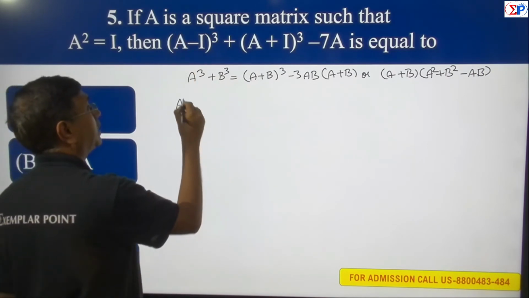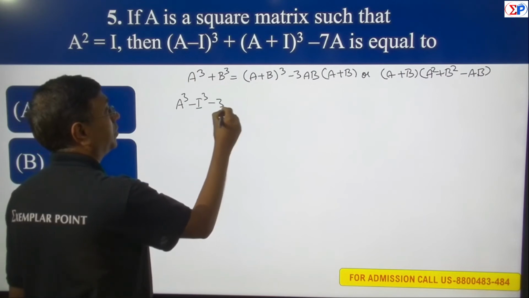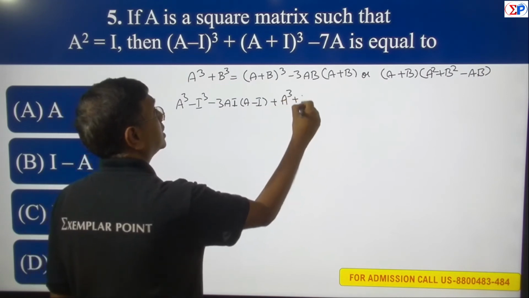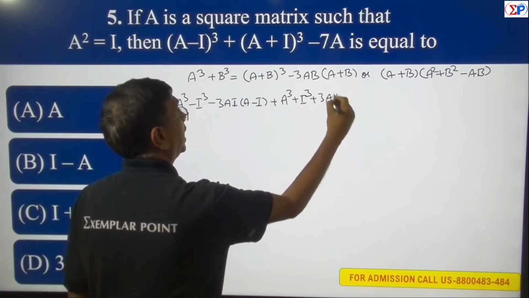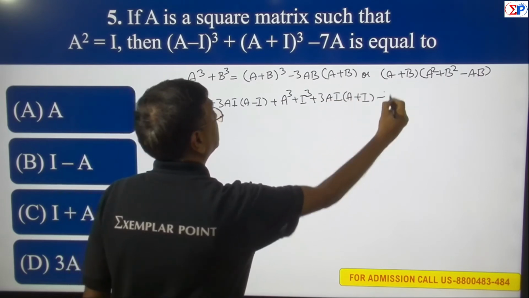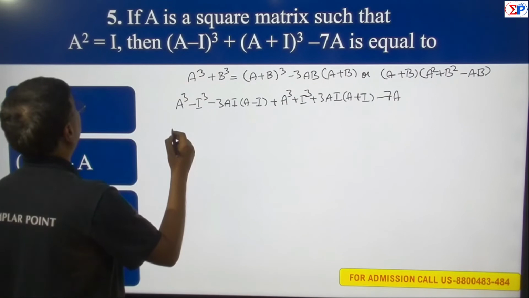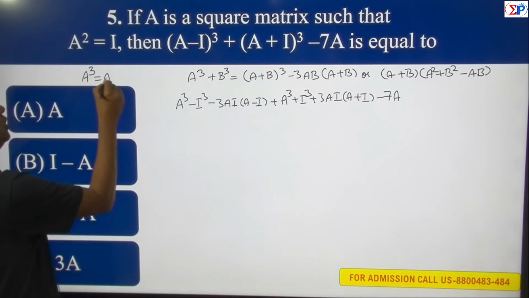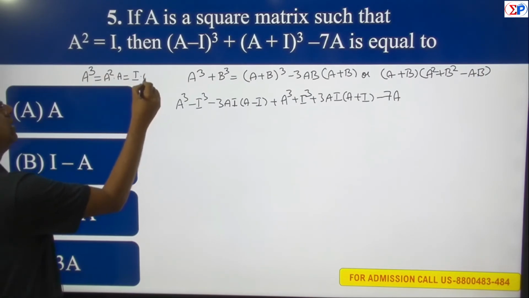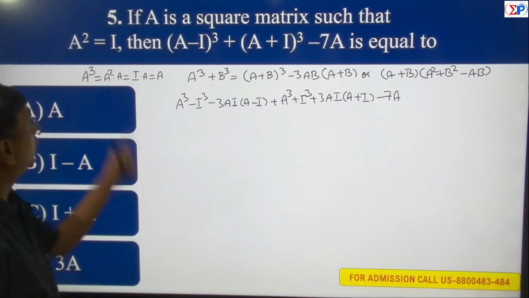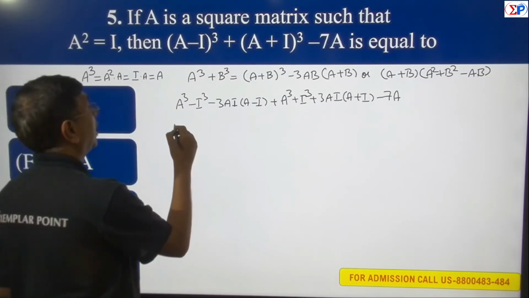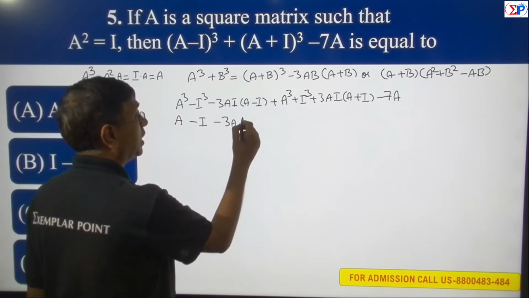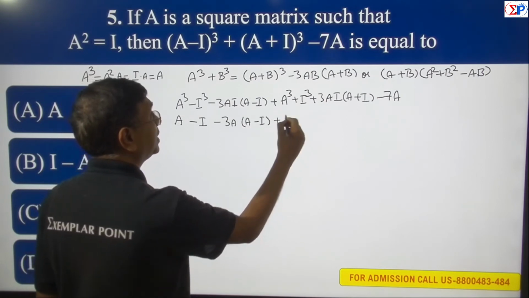इसको आप एक्सपैंड करेंगे तो A क्यूब माइनस I क्यूब माइनस 3AI इंटू A माइनस I प्लस A क्यूब प्लस I क्यूब प्लस 3AI इंटू A प्लस I minus 7A as it is. A cube. Now A square I के बराबर है, so A cube will be equal to A square into A, that is I into A, that is same as A. I into A will be A. तो A cube की वैल्यू A है, I cube I होता है, AI A ही हो जाएगा into A minus I. A cube is again A.